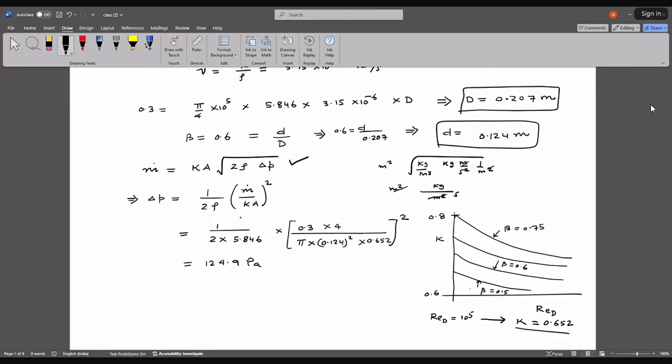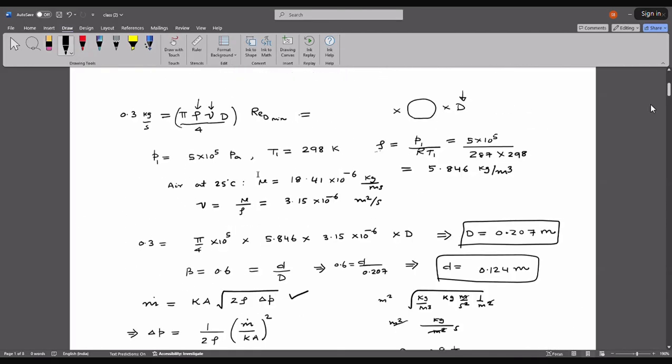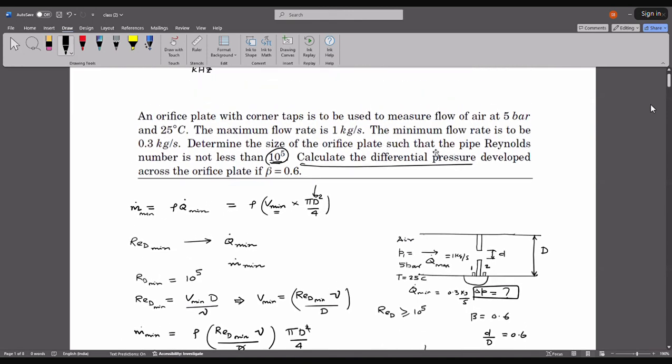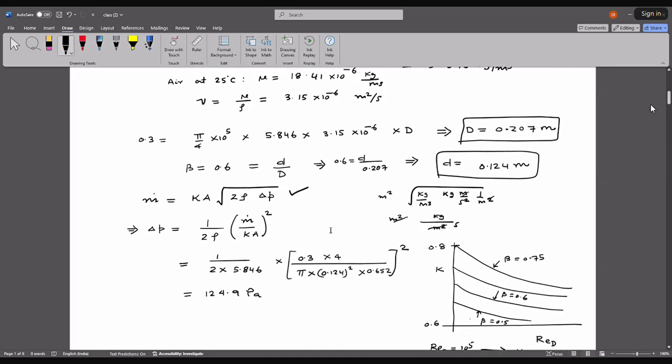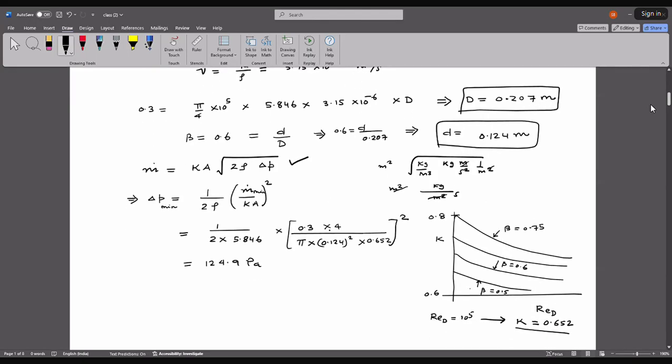Now, the question said to calculate the differential pressure developed across the orifice plate. So you have found the delta P corresponding to the minimum mass flow rate. So this delta P should be minimum. But you can also have delta P maximum.